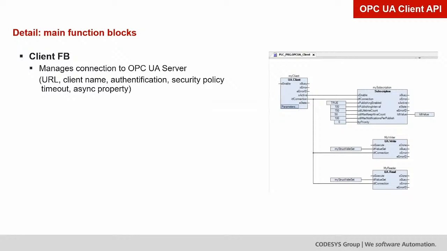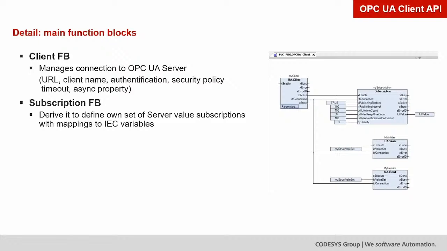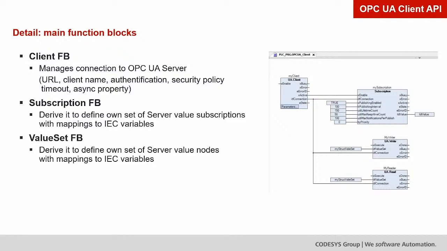The client FB manages the connection to an OPC UA server: the URL, the client name, authentication, security policy, timeout, and asynchronous property for the replies from the server. The subscription FB is a base FB from which you derive to define your own set of server value subscriptions with mappings to IEC variables in the application. And the value set FB is similar: you derive from it for defining your own set of server value nodes with mappings to IEC variables, which then are used in read and write FBs by which you trigger an exchange of a value set.